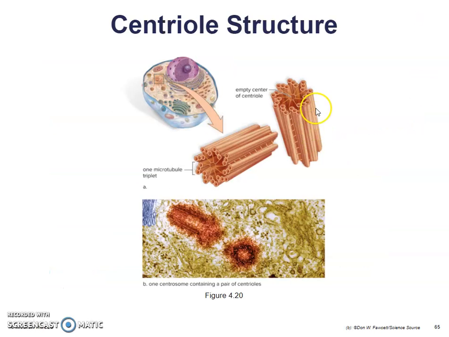Here is the centriole structure. All right, so you can see they are in triplets, 1, 2, 3, and there are 9 of them, and they form a spiral shape. I always think they look kind of like churros myself, but you know, I'm very food oriented.